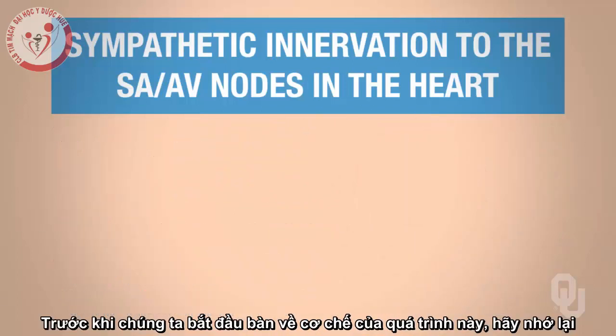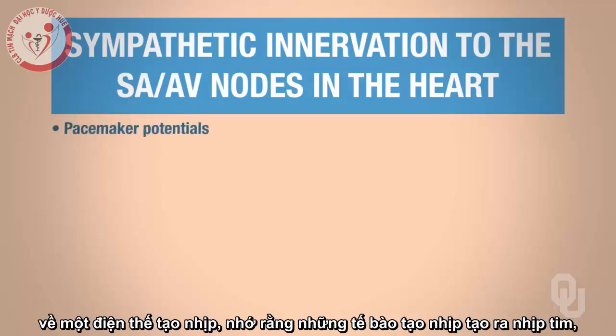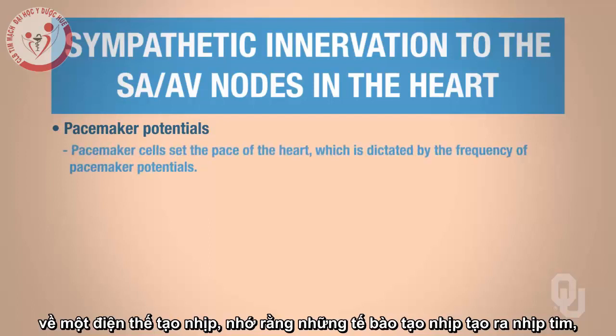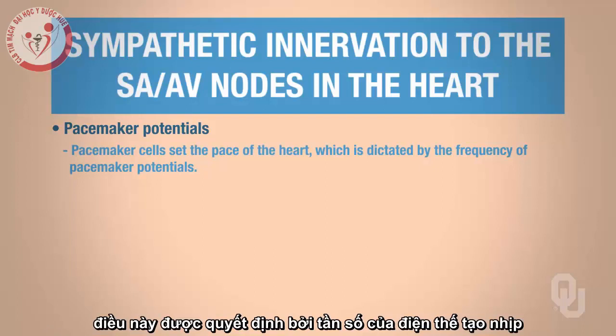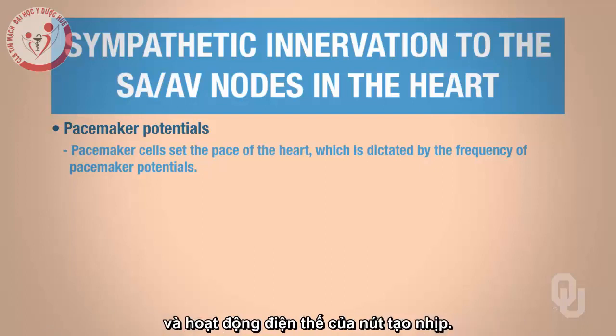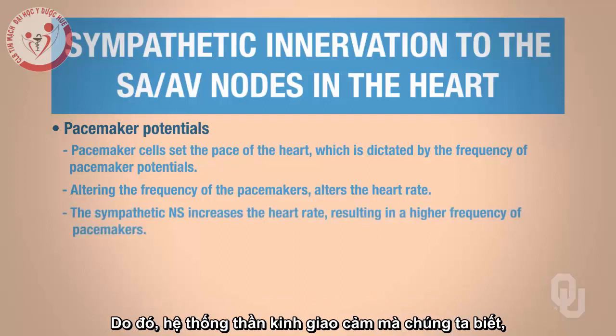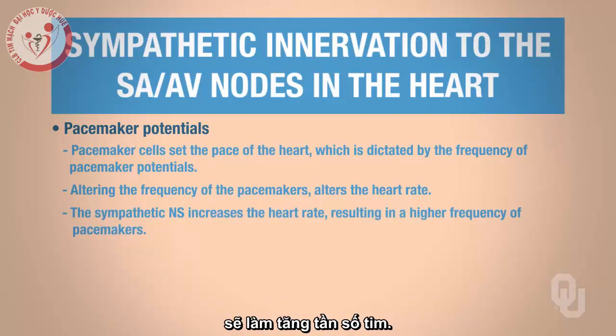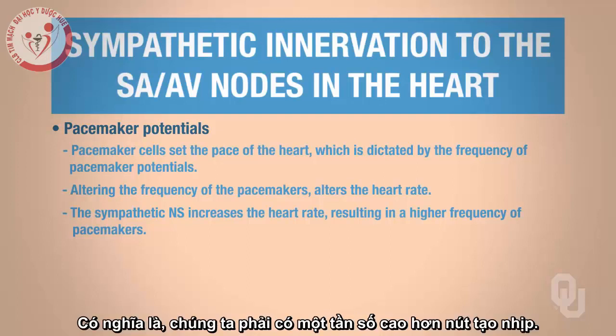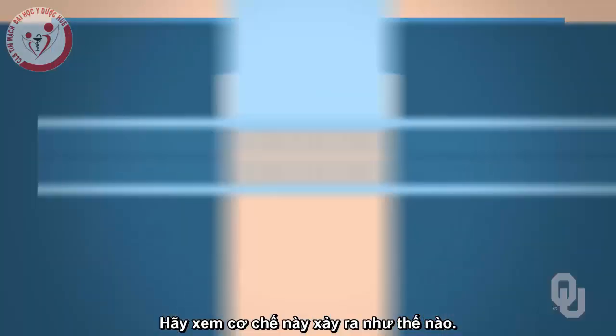Before we begin the mechanism for this process, let's recall that it's the pacemaker cells that are setting the pace for the heart, which is dictated by the frequency of these pacemaker potentials and pacemaker action potentials. Keep in mind that if we alter the frequency of these pacemakers, we alter the heart rate. The sympathetic nervous system, we know, is going to increase heart rate. So that means we have to have a higher frequency of pacemakers. Let's look at the mechanism for how this can happen.